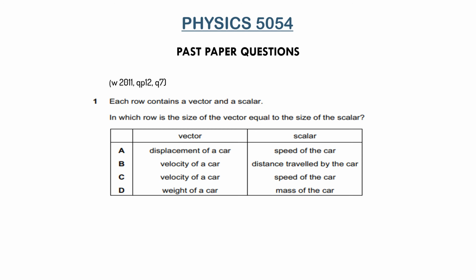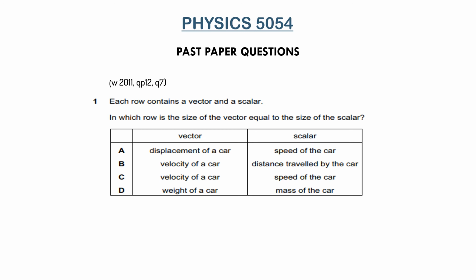So the size of the vector here, which is velocity, would indeed be equal to the size of the scalar, which is the speed. Because if an object is traveling at 5 meters per second, the speed would be 5 meters per second and the velocity would be 5 meters per second plus a direction. But as we are not concerned with the direction, C becomes the correct answer, because the magnitude is indeed the same. And that is what they are essentially asking in the question.